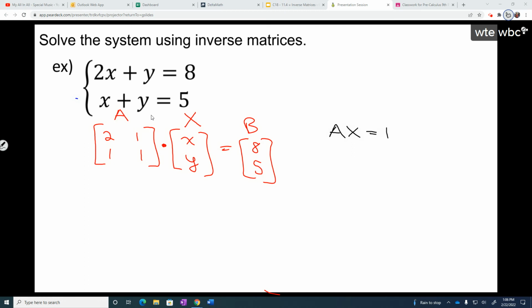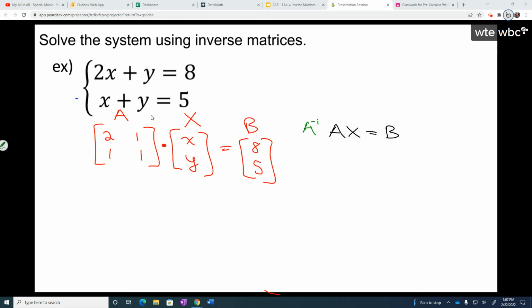AX equals B. So A represents the coefficient matrix, X is the variables, and then B is the answers. Anything we do, like in algebra, we always want to solve for X, right? It's always the goal, get the X alone. Alright, so we need to get rid of this A. So we always do the opposites to get to the other side. So what do you think is the opposite of A? A inverse, right? Yeah, what we've been doing.